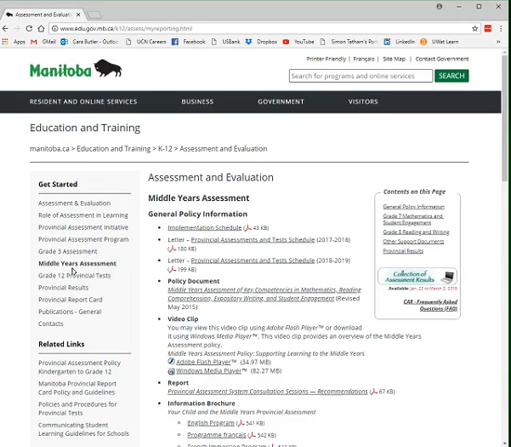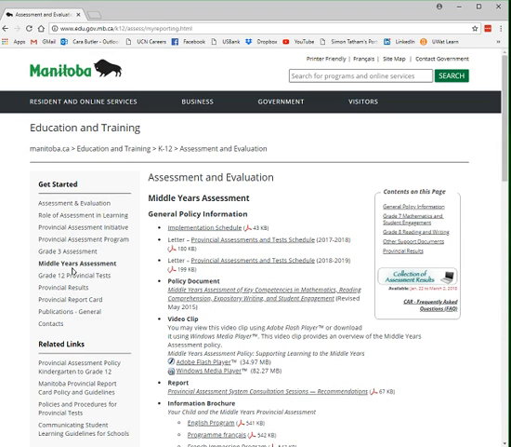Now, they call this the Middle Years Assessment because in grade 7, the teachers assess students on mathematics and student engagement. Grade 8 is about reading and writing, so it's not like in grade 3 where you're doing two things at the same time that year. But mathematics is grade 7 as well as student engagement, and grade 8 is reading and writing.